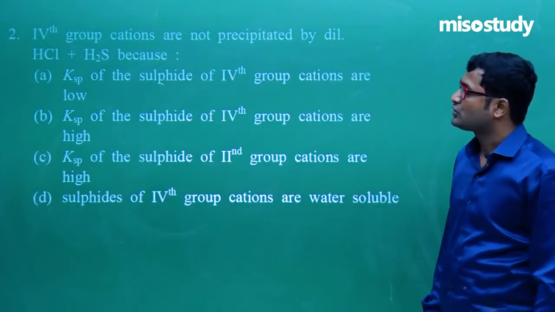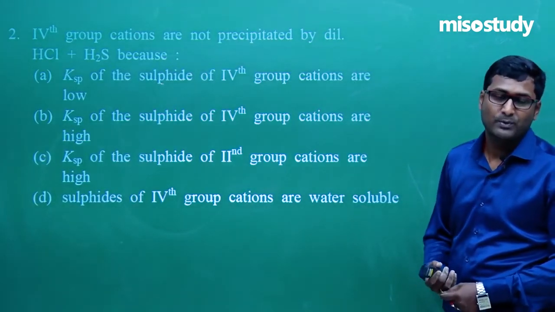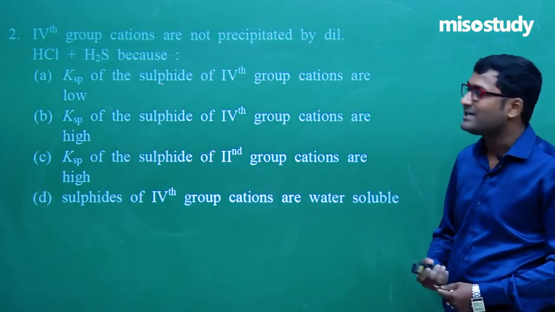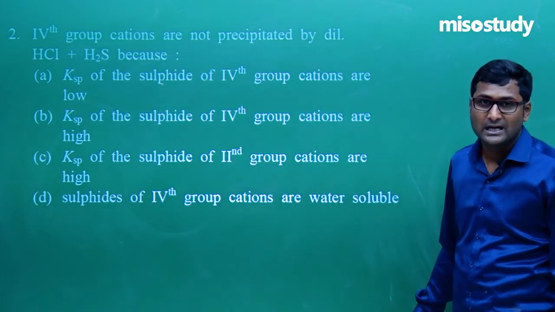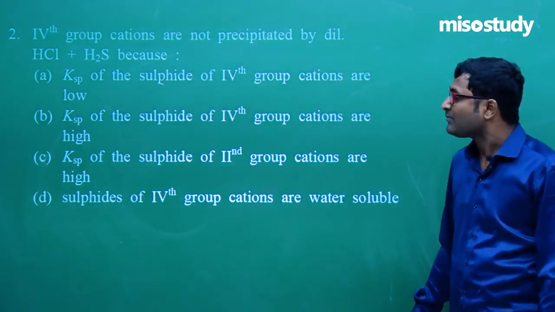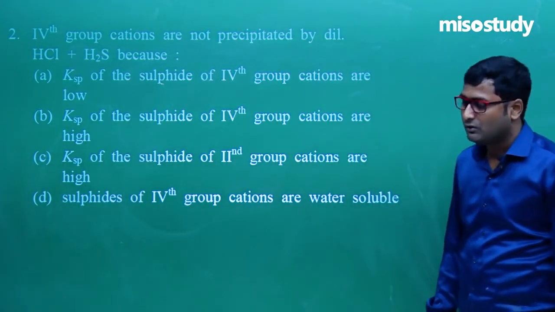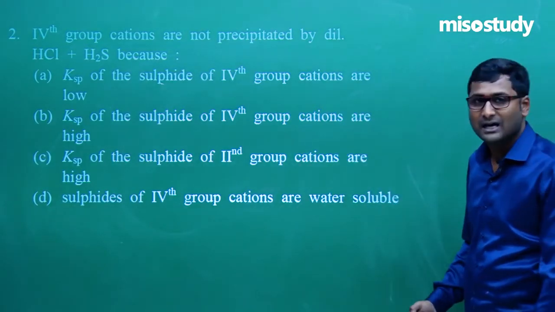For question number 2, the fourth group, which contains Ni2 plus, Co2 plus, Zn2 plus, Mn2 plus, has higher solubility, due to this reason they do not form precipitate. When we compare group 2 radicals like Cd, Cu, Pb, they form PPT, but group 4 radicals do not form PPT because of the Ksp. That is, B is the correct option.